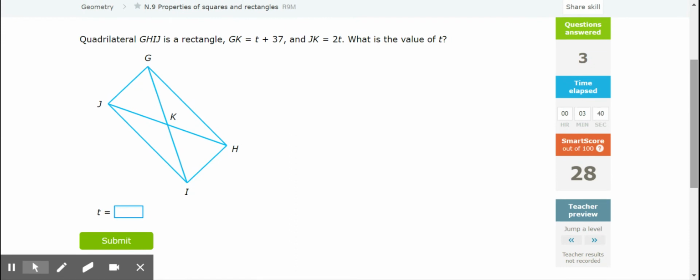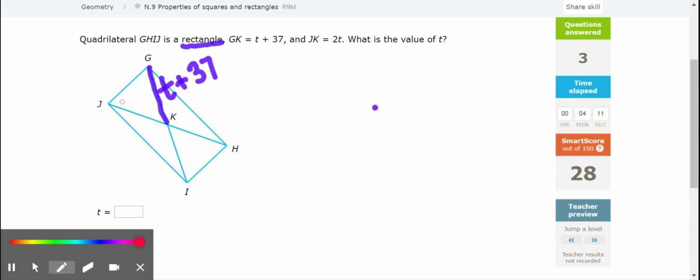So they're telling me this time that this quadrilateral is a rectangle. So we need to make sure that we follow the rules of a rectangle. Then they give us some measurements. So let's label what they're saying. They say that GK, which is right here, is T plus 37. And that JK is 2T.